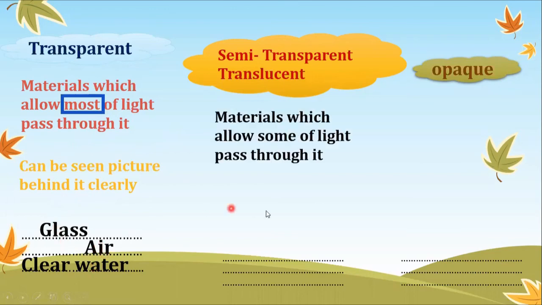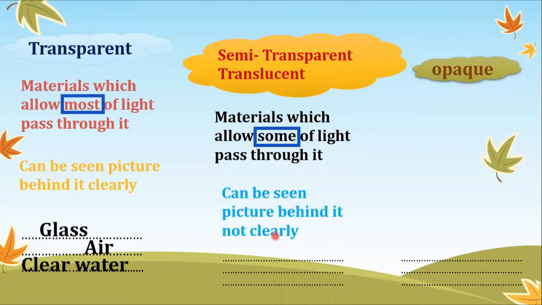Number two, we'll talk about translucent. Translucent materials allow some of light, not all, to pass through it. So the picture behind it is not clear. We can see the picture behind it not clearly. Example: frosted glass, tissue paper.